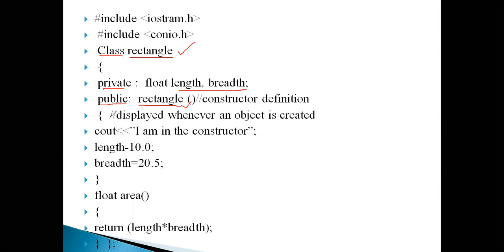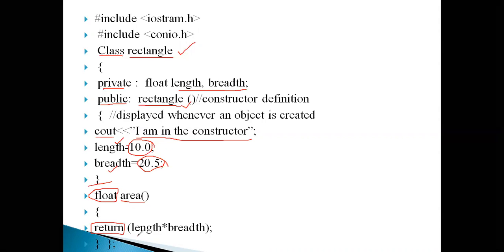Now in this constructor, I specify one cout statement which is going to print "I am in the constructor". Then I assign the value 10.0 to length and 20.5 to breadth. Thereby the constructor closes. And again, I define one normal member function which returns a float data type. When it is returning a float data type, then definitely we have to specify a return statement.